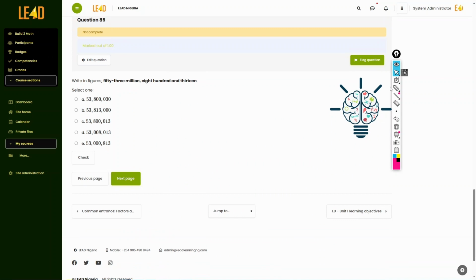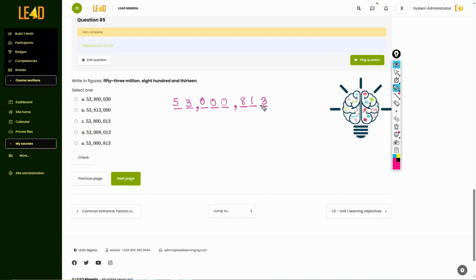Okay. Write in figures 53,813. So we have the spaces, then the comma, then this for the thousands, then the comma, then this is for the millions. So we just have 53 million. So we write 53 there. Now the space for the thousands, what do we have there? In the space for the thousands, we have nothing. So we just put 0, 0, 0. And then here we can fit 813.